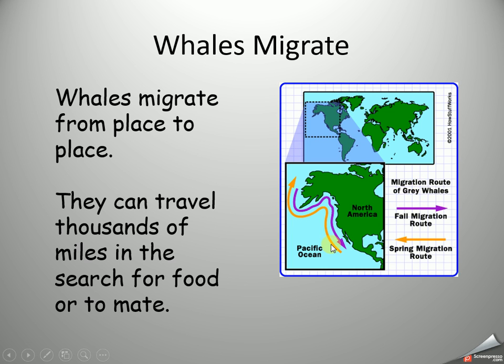So fall, yeah, that means in the autumn time they go down south where it's a little bit warmer, and in the springtime they go a little bit further north. Why might they go? They might be going to give birth, they might be migrating to find more food, or they might be migrating to actually mate. But migration is how an organism moves from place to place depending on its season.